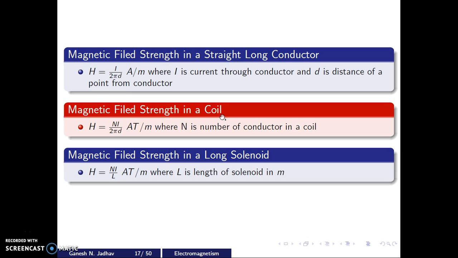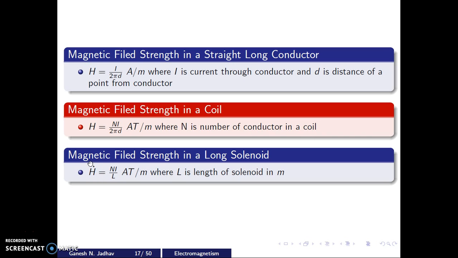Magnetic field strength in a coil, how will we calculate it? It is NI divided by 2 pi d. NI means number of turns into current, that is, MMF divided by 2 pi d, where N is the number of conductors in a coil.